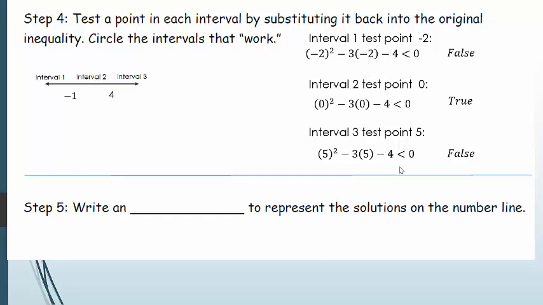I recommend that when you look at your number line, you cross out intervals that were false. Interval 1 was false, interval 2 was true, so I like to circle the true intervals. Interval 3 was false, so I crossed that out. What this means is all the answers to this problem lie in interval 2. That means if you pick any number in interval 2, it will work in the inequality.